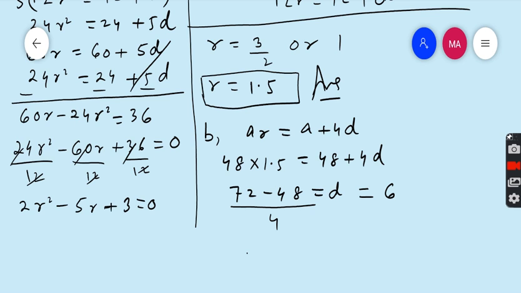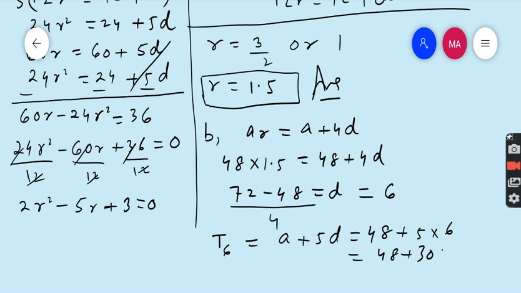Now we can easily find the sixth term. So for arithmetic progression, T6 is equal to A plus 5D. A is 48 plus 5 into D, which we just found to be 6. 5 6s are 30. 48 plus 30 is 78.